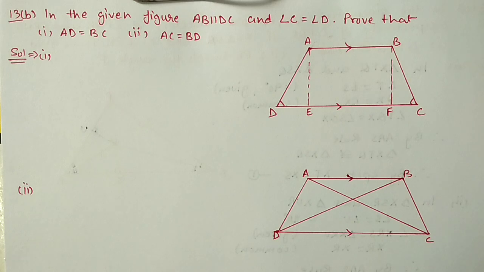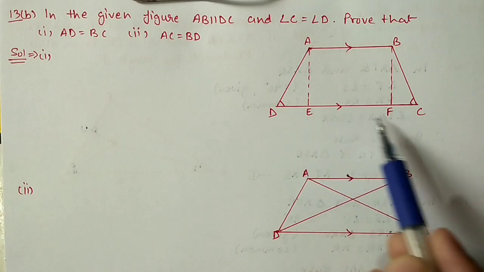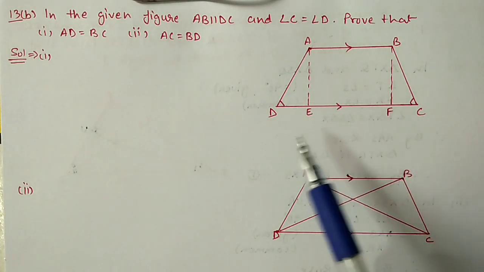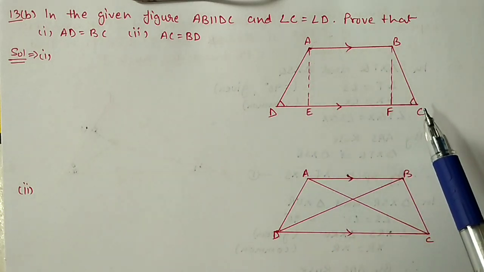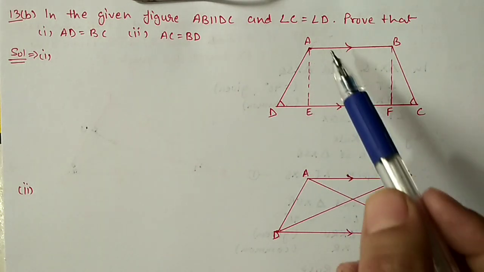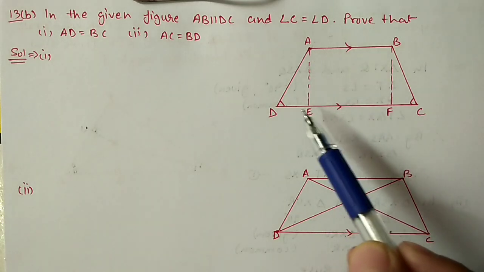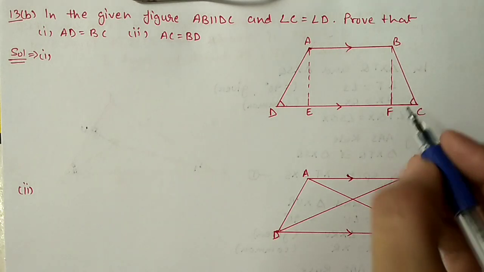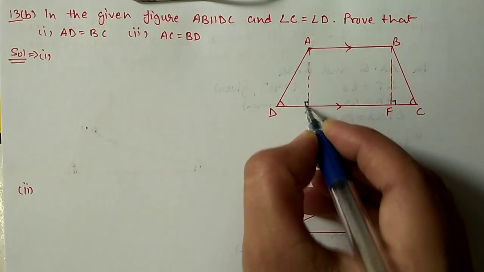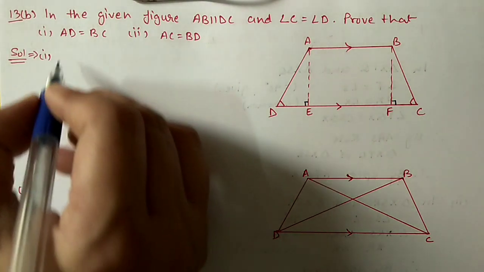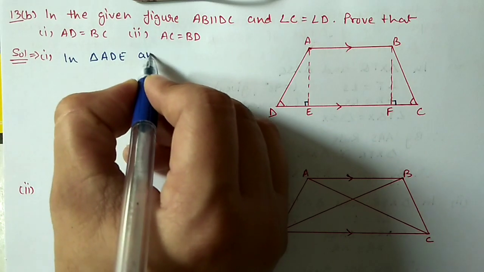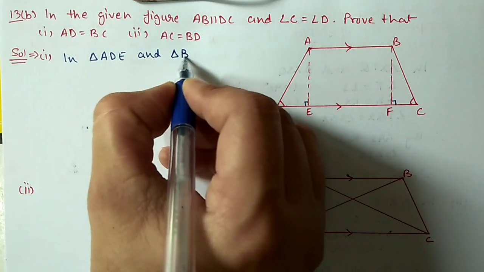Next, question number 13B part. In the given figure, AB is parallel to DC. These two sides are parallel to each other. Angle C and angle D are equal. Prove that AD is equal to BC. So first we will draw one perpendicular from A on DC, A to E, and another perpendicular B to F on this line. These two are perpendicular. Now we will take these two triangles, triangle ADE and triangle BCF.